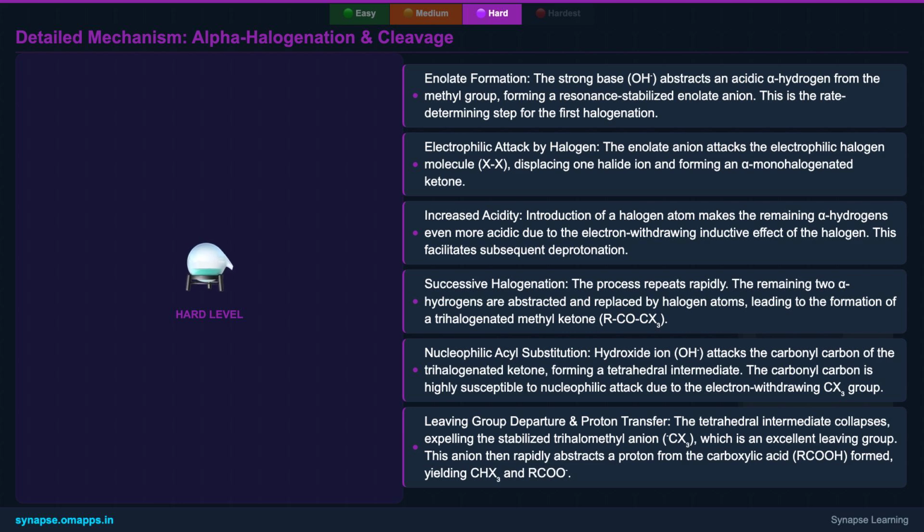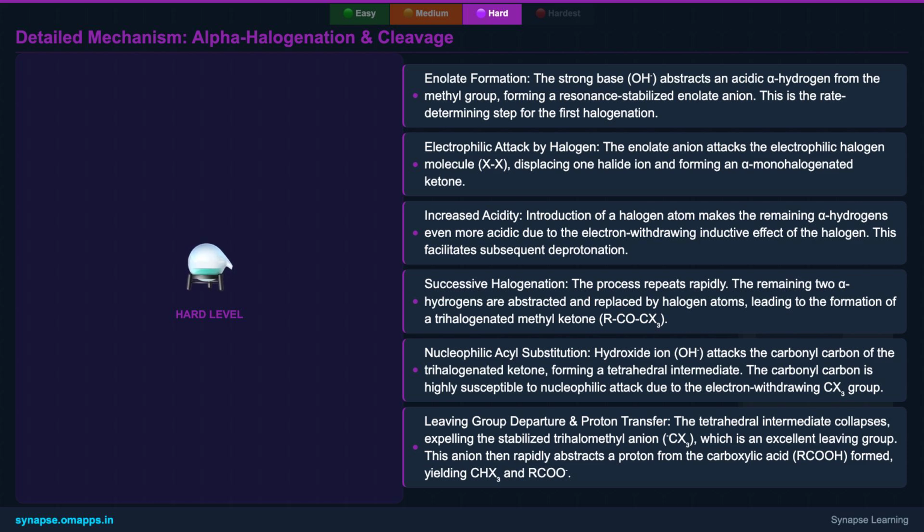Here's a key point: the halogens are electron withdrawing, so each halogen introduced makes the remaining alpha hydrogens even more acidic. This accelerates the subsequent deprotonation and halogenation steps, ensuring all 3 alpha hydrogens are replaced, forming a trihalogenated methyl ketone. The final step is a nucleophilic acyl substitution.